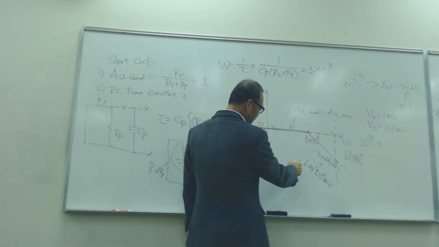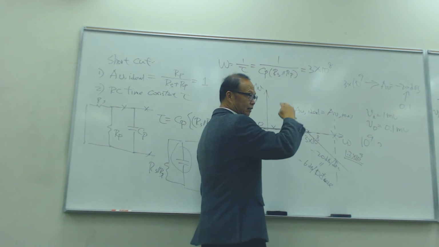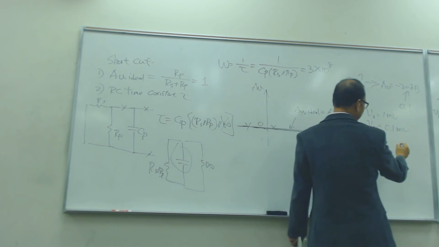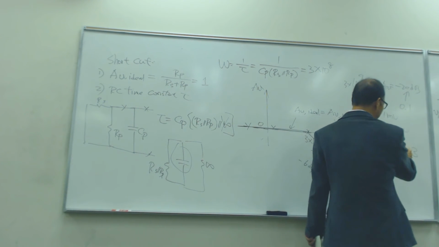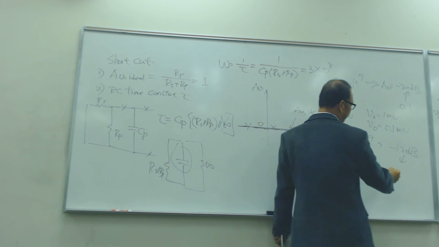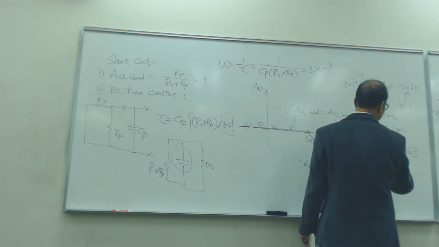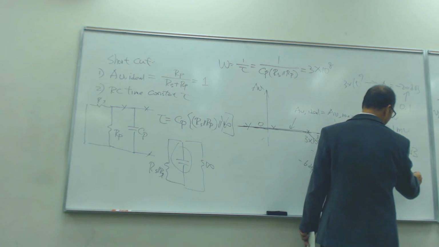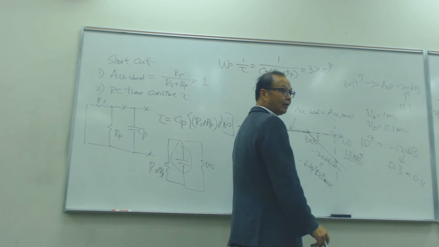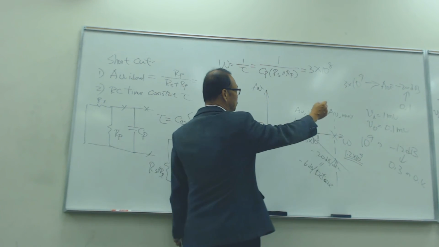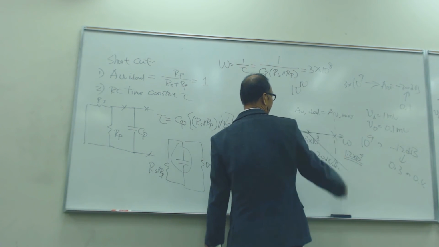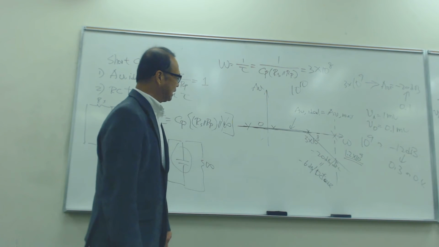Minus 6. Minus 6. So it's a what? And minus 12 dB can translate to the real number, probably 0.3 or 0.4. Right? Let's say if I want to do 10 to the 10.